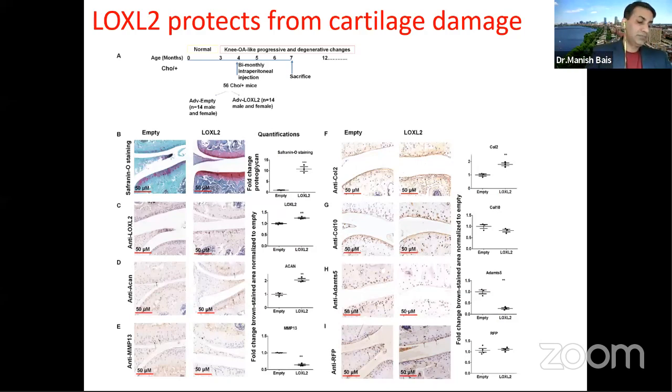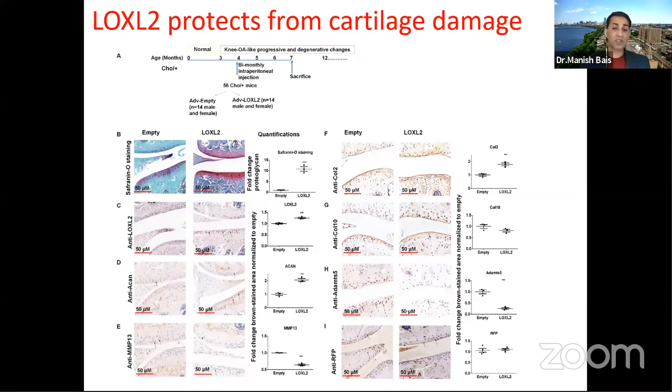I mentioned a story about old age and young age. So we took a mouse model, a progressive osteoarthritis mouse model. This model is very interesting. When they are young, at 3 months of age, they don't develop osteoarthritis. But when they become 6 months, 9 months, or 12 months, they develop progressive osteoarthritis.